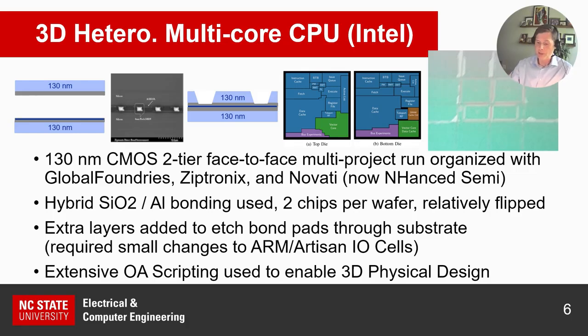This photo up here shows the top and bottom tiers of our design, along with the two tiers for a test chip from Princeton by Naveen Verma's group as well. The left and right layouts were mirrored, flipped along the y-axis, and this allowed us to fabricate both the top and bottom tiers on the same wafer and use them for stacking.